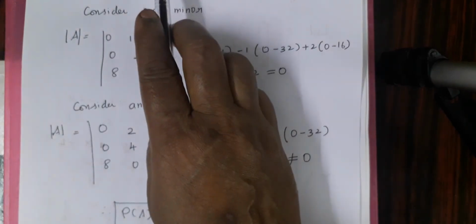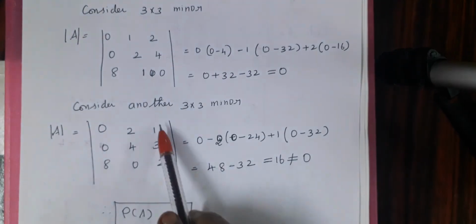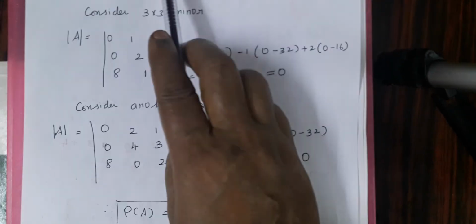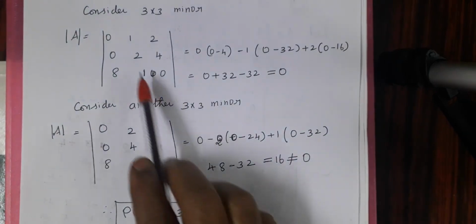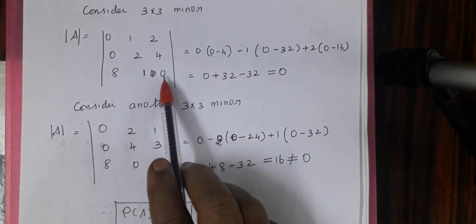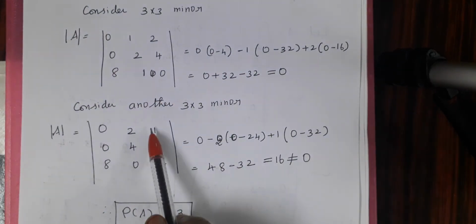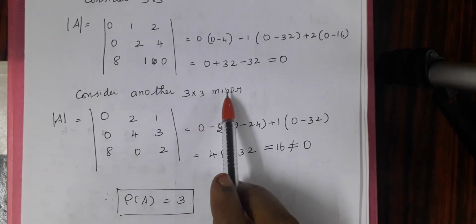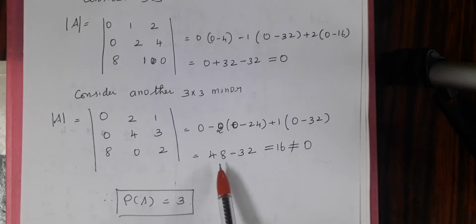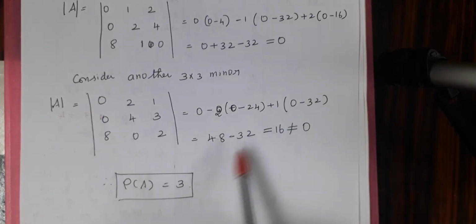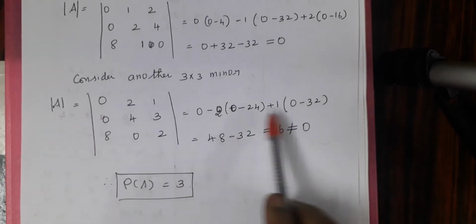What is the 3 by 3 minor? I consider it: 0, 2, 1, 0, 2, 1, 0, 4, 3, 8, 0, 2. We take any one of the 3 by 3 minors. First we take the first 3 by 3 minor, and we get the answer 0. So consider another 3 by 3 minor. Now you see the determinant value. See the result. We get the determinant value, and the value is 6.